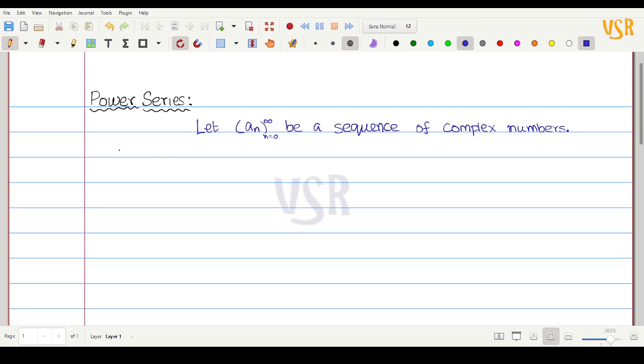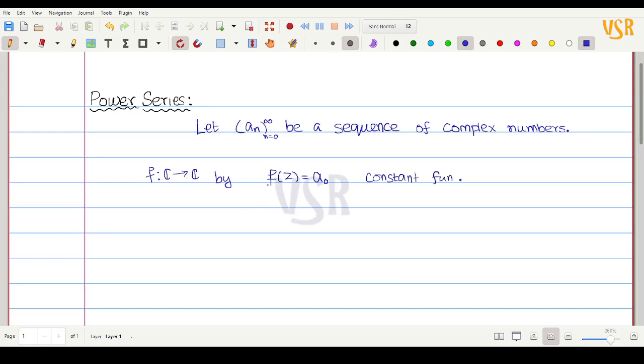Consider this series. Simply saying, I can define a function f from C to C, defined in the way that f of z is equal to a naught. It is a constant function. Okay, so this is a constant function.